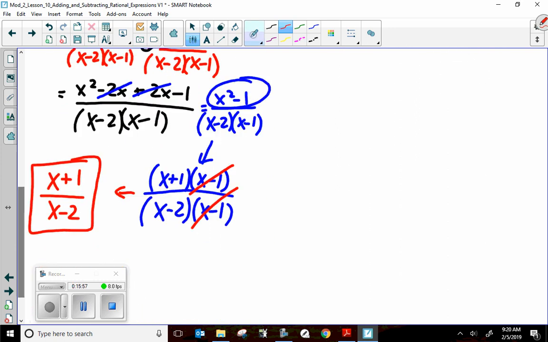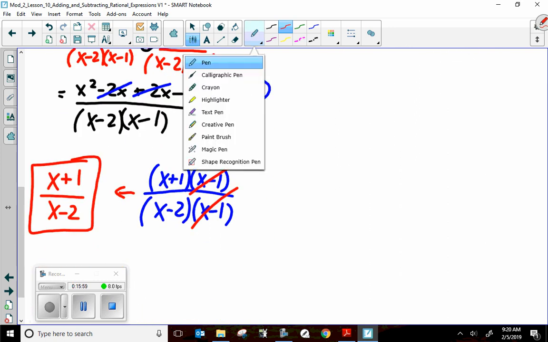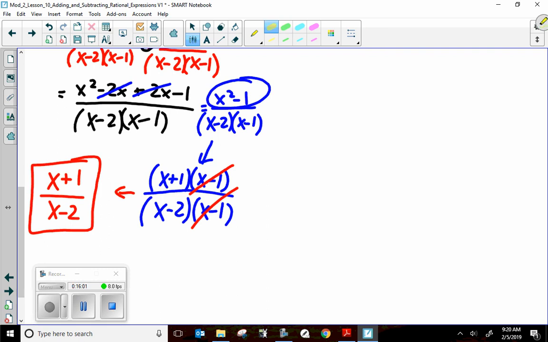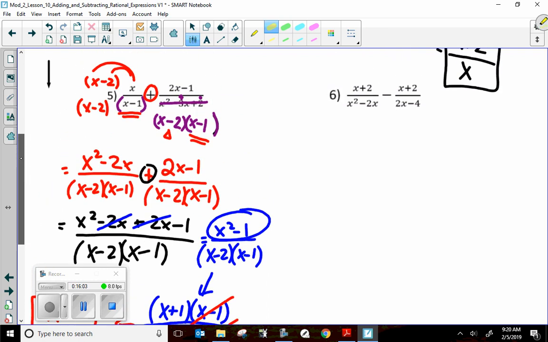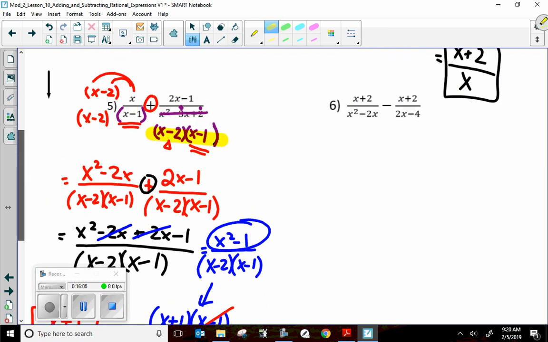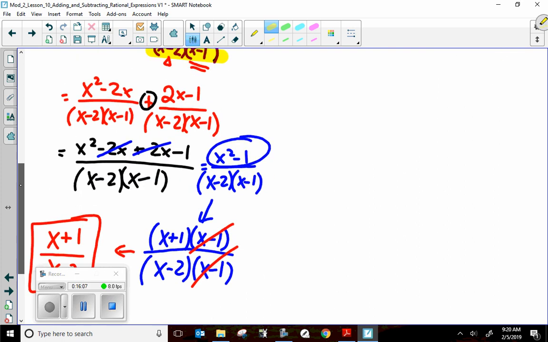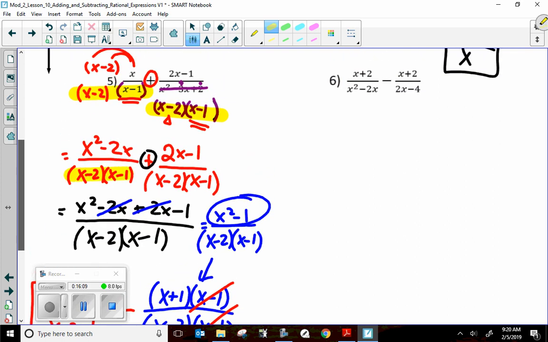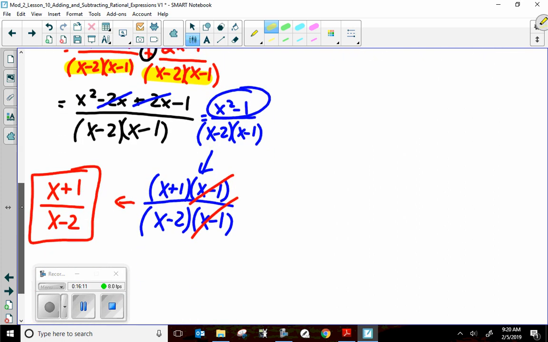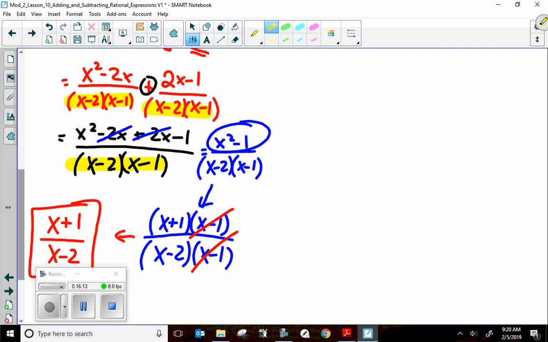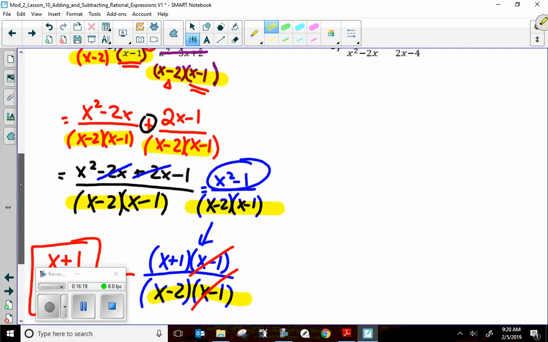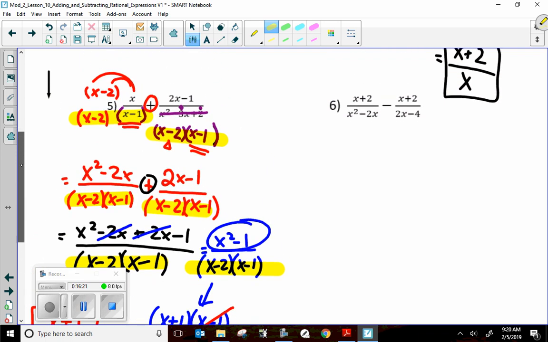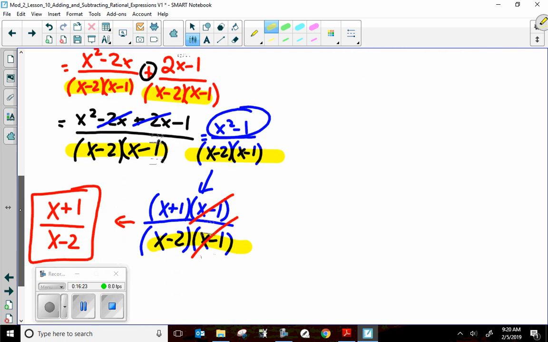Let me make you feel a little bit better about this. Look how many times I had to rewrite the denominator, okay? First, I established it. Nothing changed from the bottom. I wrote it again. Nothing changed. I wrote it again. Then I had to write it one last time to cancel. So I literally rewrote the denominator 1, 2, 3, 4, 5, 6, 7 times.